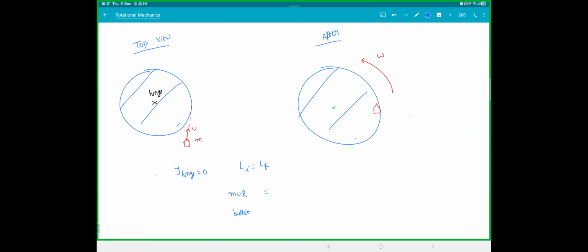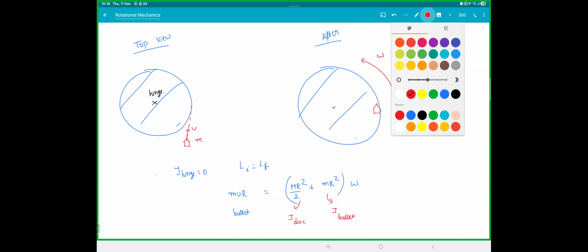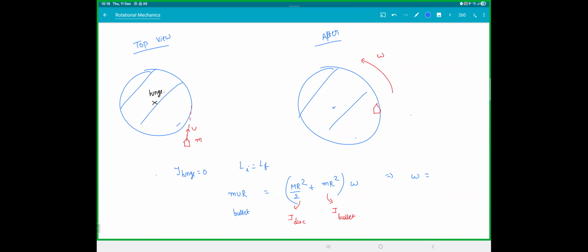Then when it gets stuck, the total moment of inertia will be MR square by 2 for the disk plus small mR square for the bullet. You can treat the bullet like a particle, into omega. This is the moment of inertia of the disk, and this is the moment of inertia of the bullet. There, you get omega from here. Easy?